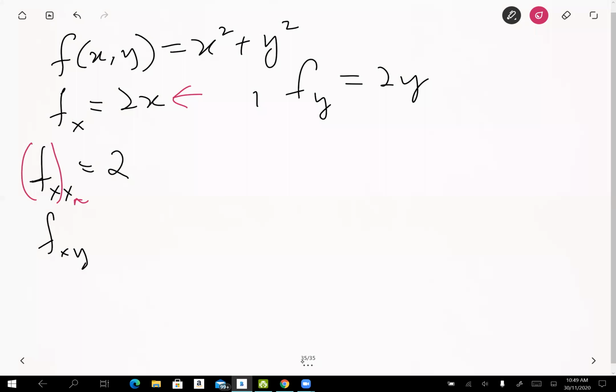Now fxy, take derivative of fx with respect to y. So what is it equal to? There is no y there, so that is 0.